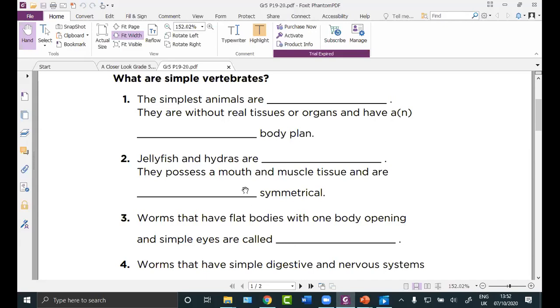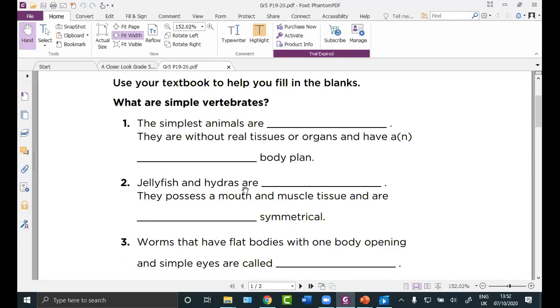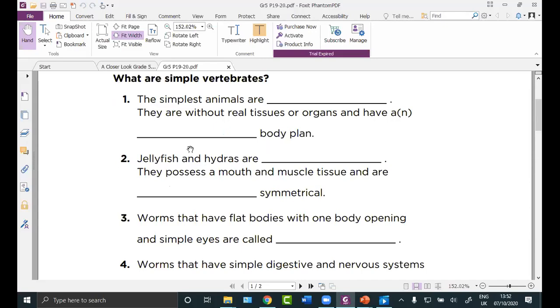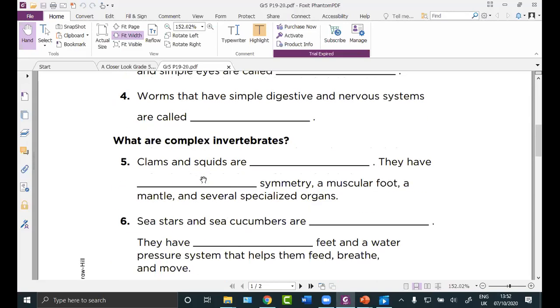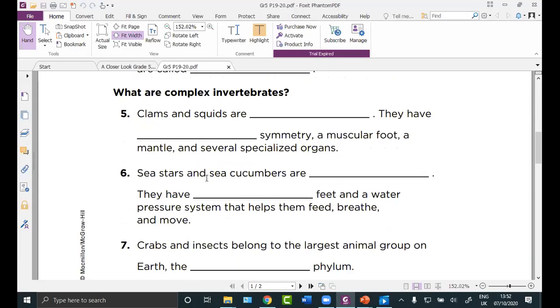Page 19. What are simple vertebrates? We answered 1, 2, 3, 4 from the previous lesson. Now we have 5 to 7. Yes, we did 1 to 4. Now you have homework: 5, 6, 7.